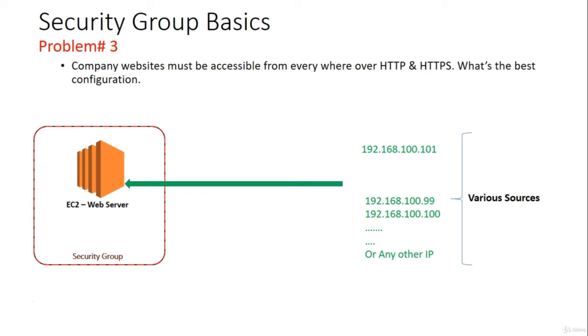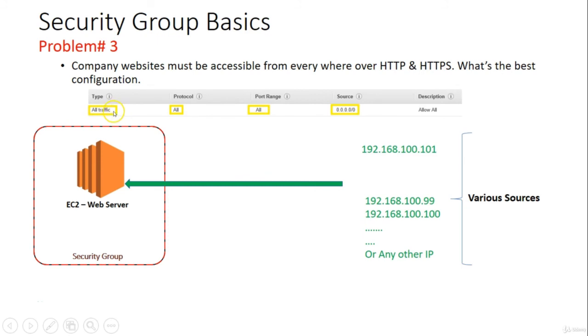So what's the solution for this? Can we allow all traffic, all protocols, all port range from any source? 0.0.0.0/0 means allow all. Everything should be allowed. We have already seen this. Okay, so this is one of the solutions. You are allowing everything, every port, every protocol. Now, is this the best solution? Maybe not. Let us see.